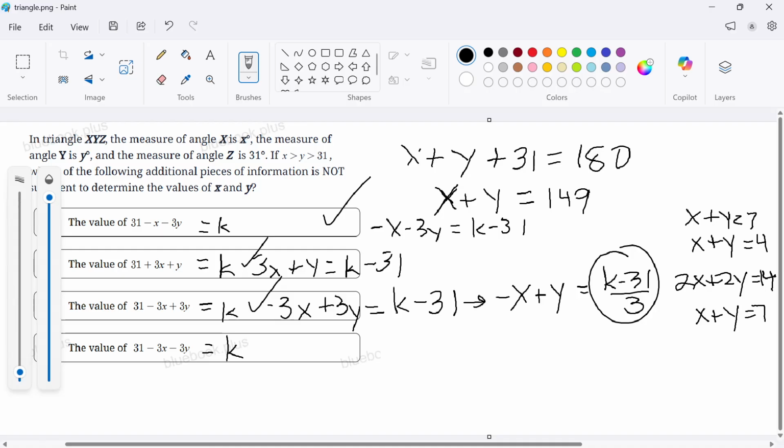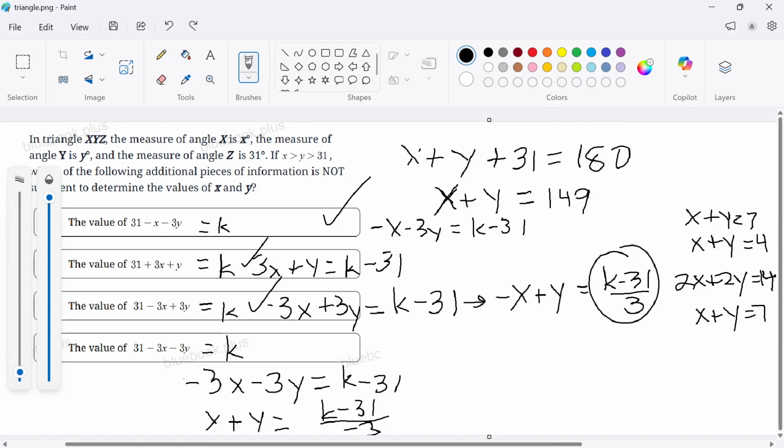I don't know about this one. This one has to be the answer. I'm going to do negative 3x minus 3y equals k minus 31. I will divide everything by negative 3. X plus y equals k minus 31 over negative 3. And I don't need another negative.